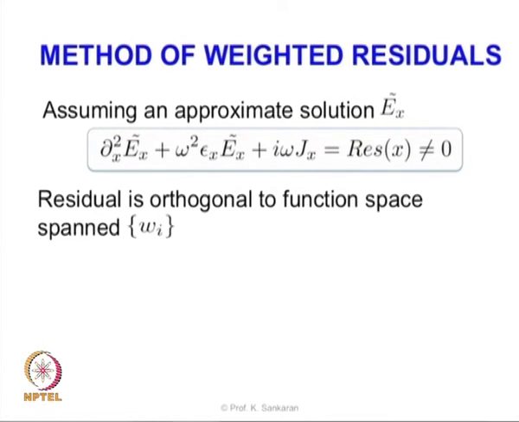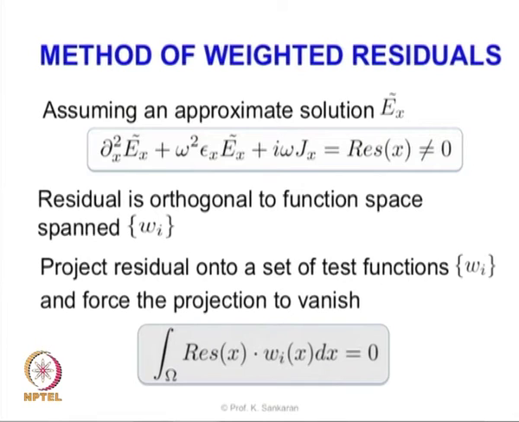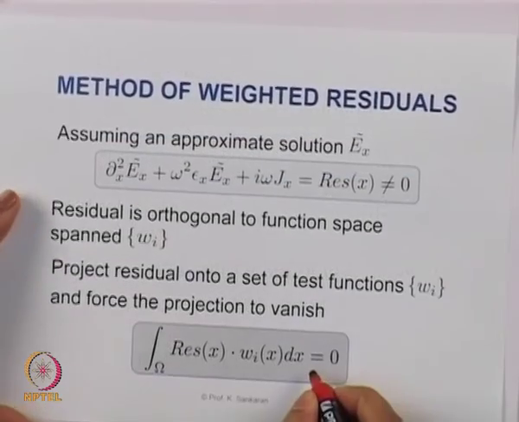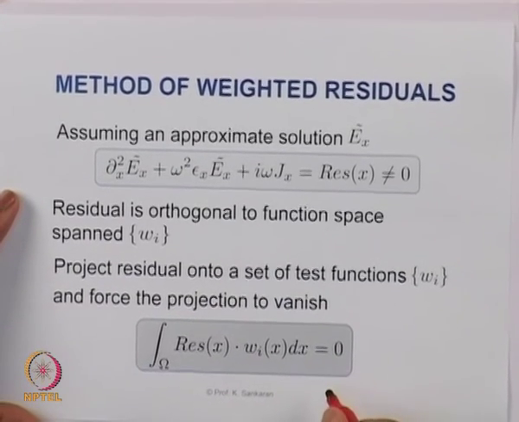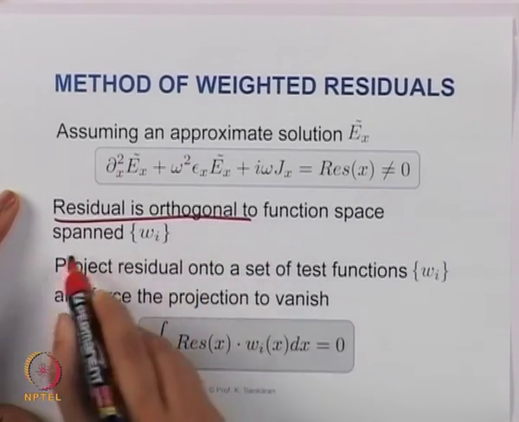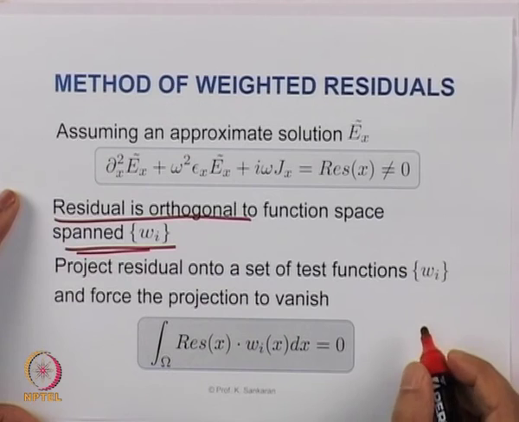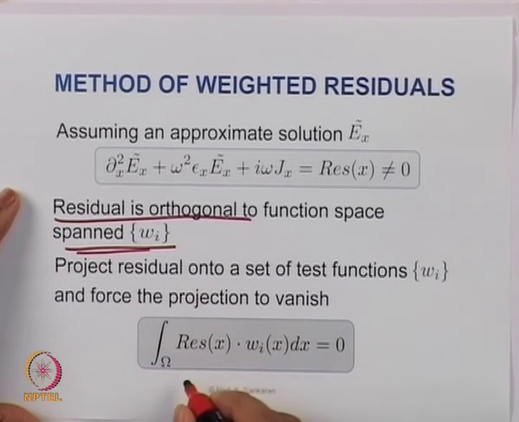So now when we project the residual onto a set of test functions and force this projection to vanish, that is the key step when we do this finite element method. So what I am saying here is we are starting with the assumption, and then we are taking the projection of this residual, which is equal to 0. The reason why this is true is because the residual is orthogonal to this particular thing. Since it is orthogonal, the projection, which is nothing but the dot product, is going to be 0. This we know from basics.